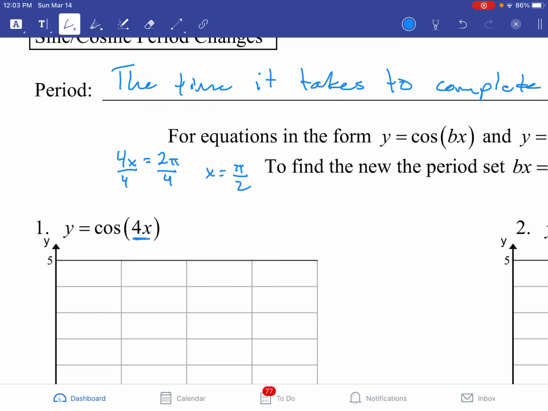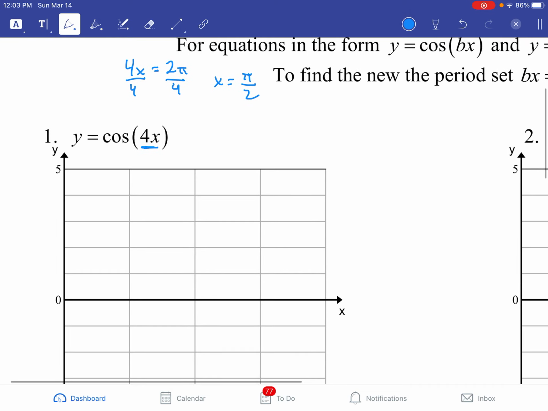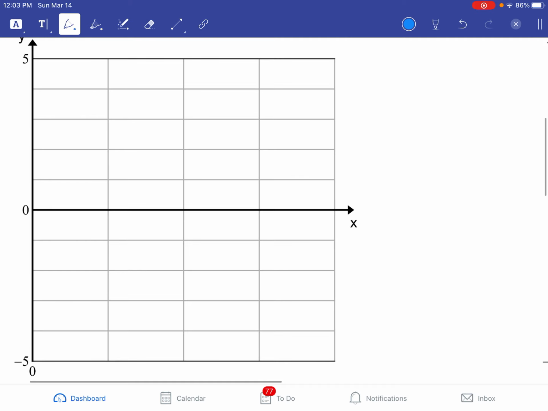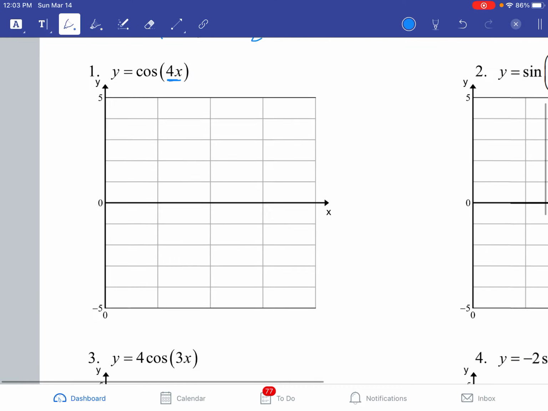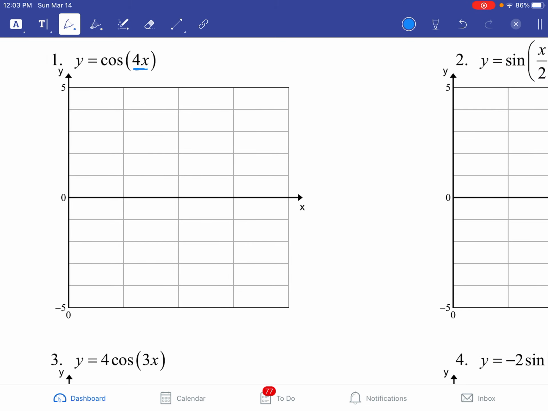What does that mean? From the start to the finish, you're only going to traverse pi over 2. So it basically compresses the graph horizontally, shrinking it. It's hard to show that per se because the points become too compressed, so instead we're going to show it through our intervals. If the graph period is now pi over 2, we're going to end up at pi over 2.